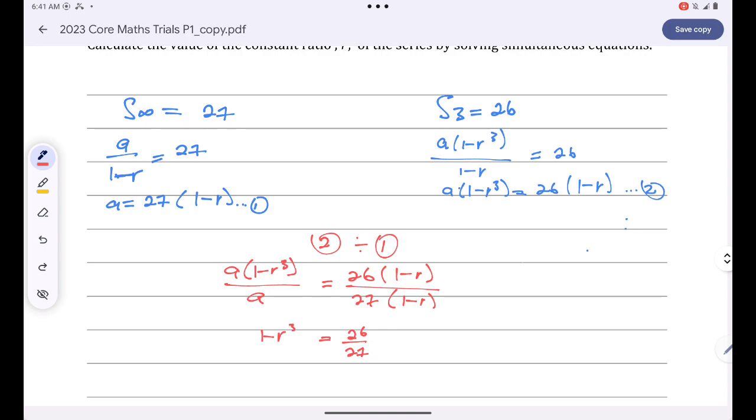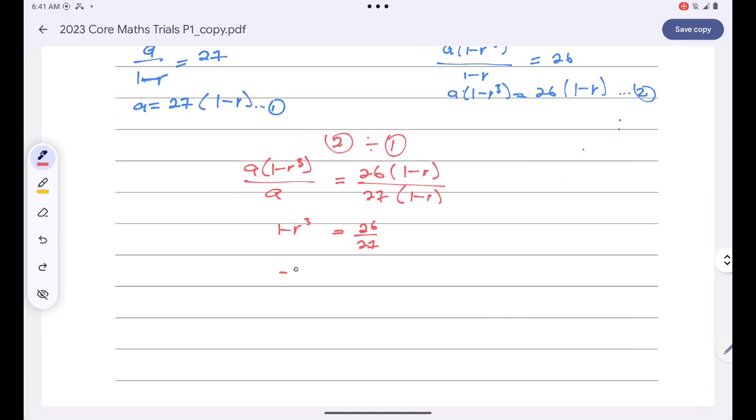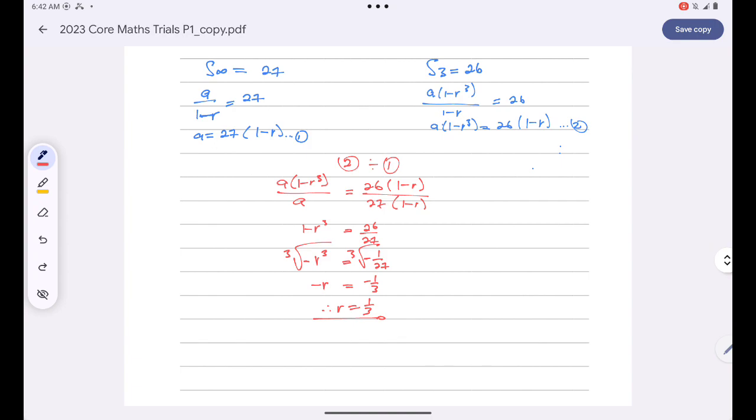If I take the 1 to the other side, I'll end up having negative r cubed is equal to 26 over 27 minus 1. That's basically negative 1 over 27. If I take the cube roots on both sides, I'll end up having negative r is just equal to negative 1 over 3, and therefore r is equal to a third. That's how, guys, you're supposed to tackle these questions.